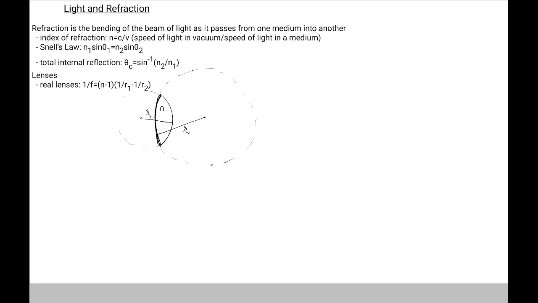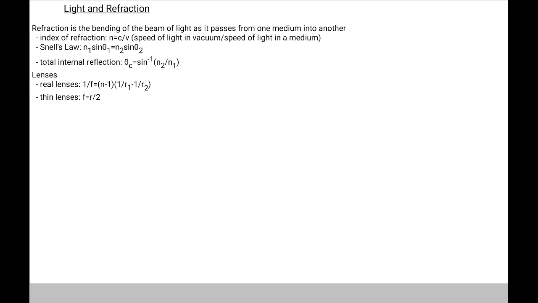So if we want to find the focal length of this lens, then we would have to do 1 over the focal length equals index of refraction of the material minus 1 times 1 over the radius of curvature of the first surface minus 1 over the radius of curvature of the second surface. So that's how we would have to figure out the focal length. And this equation is called the lens maker's formula.